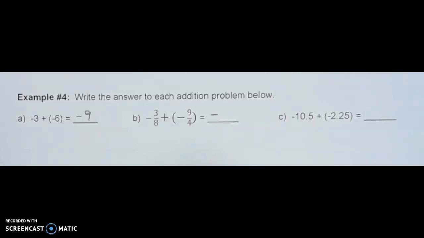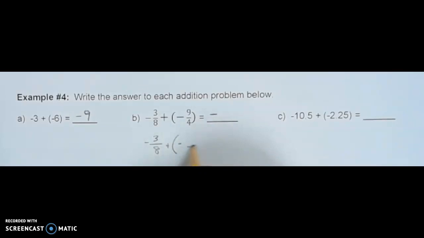The common denominator would actually be 8, so I can keep negative 3/8 exactly the same. And then I'm going to change negative 9/4 into something over 8. Well, 4 times 2 is 8, so 9 times 2 is 18. So that's going to become negative 18/8. And now again, all I'm doing is adding these numbers together.